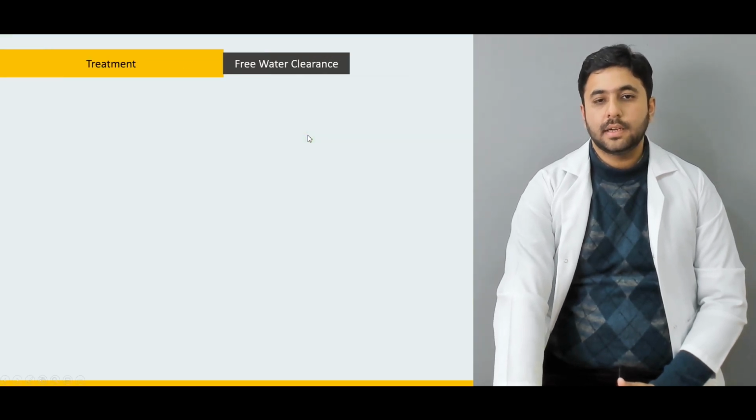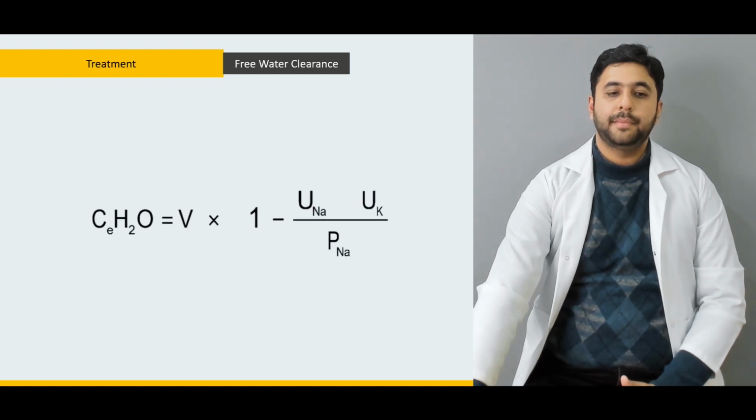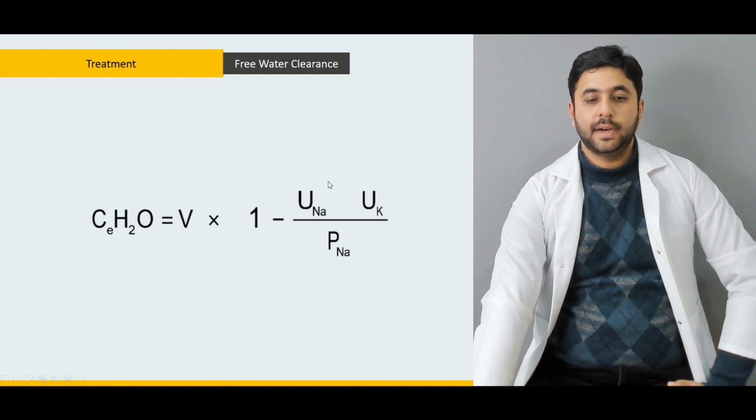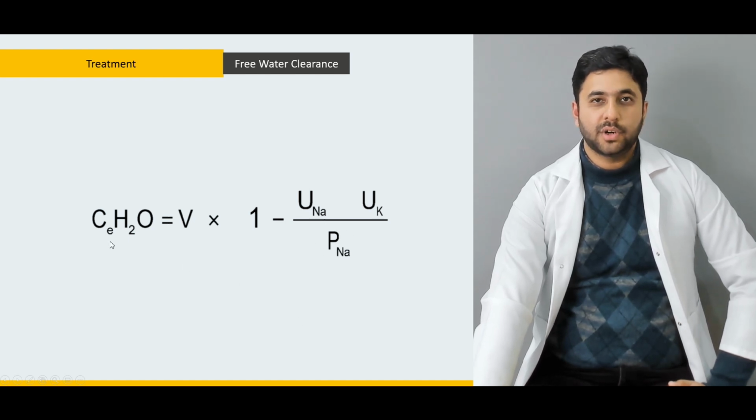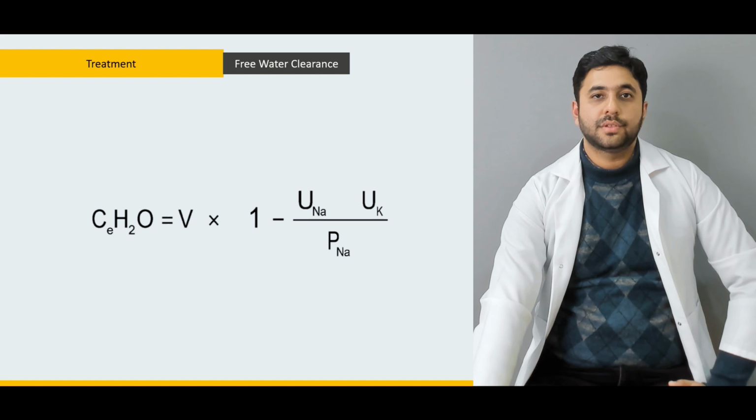Just one important thing: how to calculate the free water clearance. This is the formula I want you to remember. The free water clearance is equal to volume multiplied by 1 minus the urinary sodium plus the urinary potassium concentration divided by the plasma sodium concentration. If someone has positive free water clearance, that means the patient is excreting a lot of dilute urine. And if it is negative, then the patient is excreting a concentrated urine.